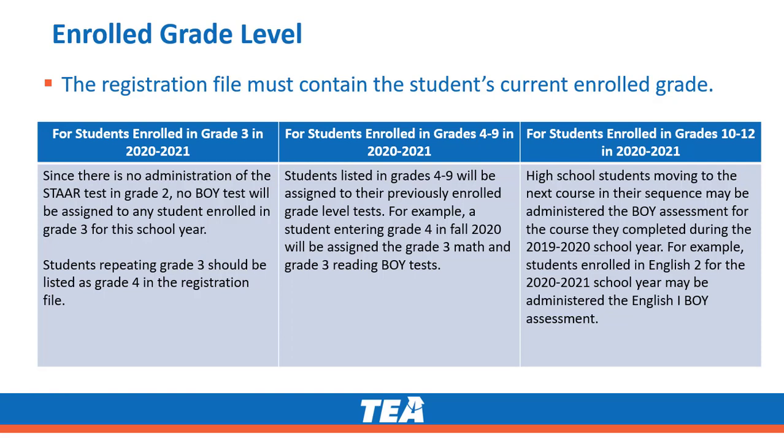For students enrolled in Grades 10 through 12 in 2020-2021, high school students moving to the next course in their sequence may be administered the BOY assessment for the course they completed during the 2019-2020 school year. For example, students enrolled in English 2 for the 2020-2021 school year may be administered the English 1 BOY assessment.